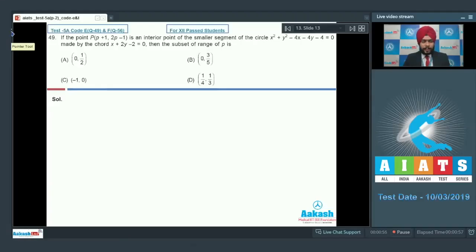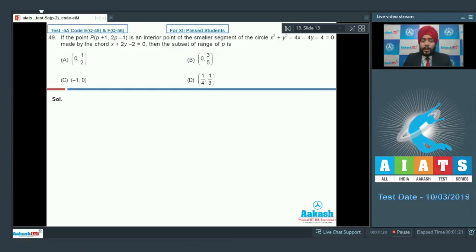So moving on to the next section, we have multiple correct type questions. Question number 49 says that if a point P, which is defined on a parameter small p given as (p plus 1, 2p minus 1), is an interior point of the smaller segment of the circle x square plus y square minus 4x minus 4y minus 4 equals 0, made by the chord x plus 2y minus 2 equals 0, then the subset of range of p is.